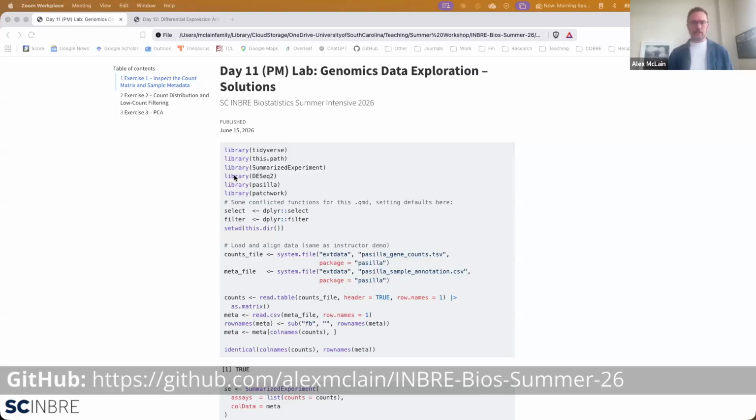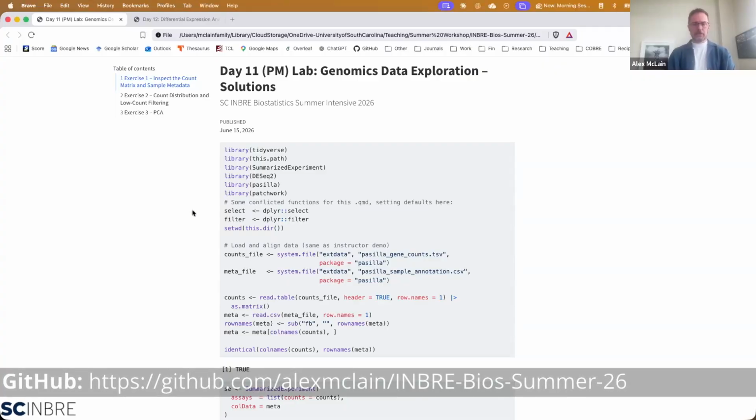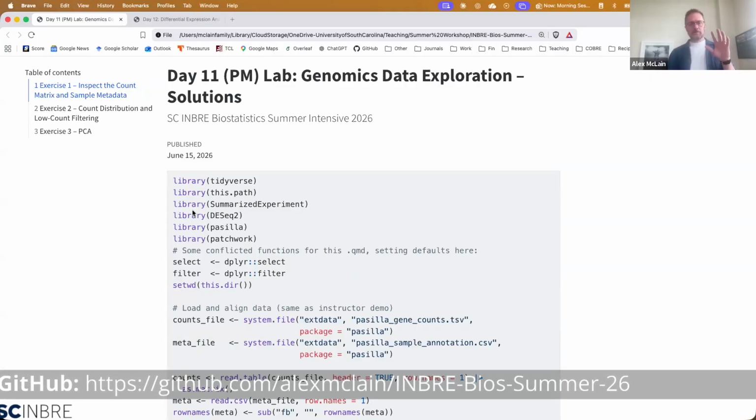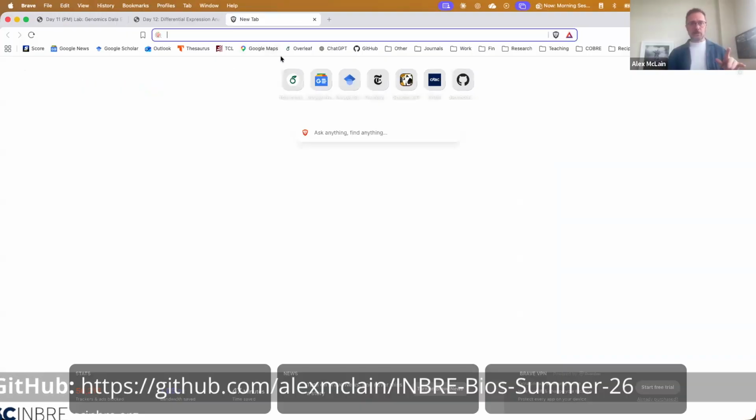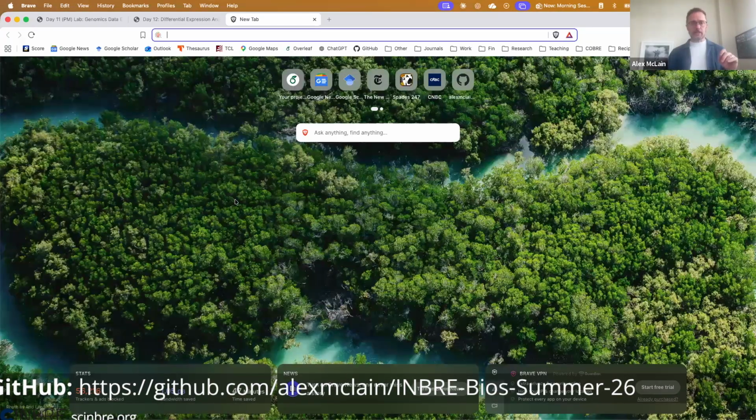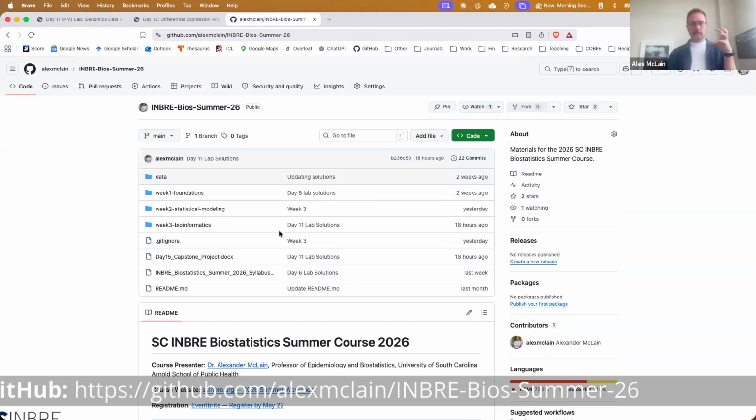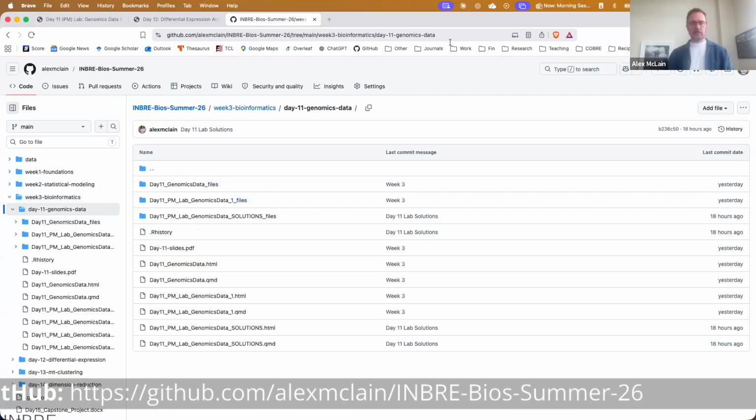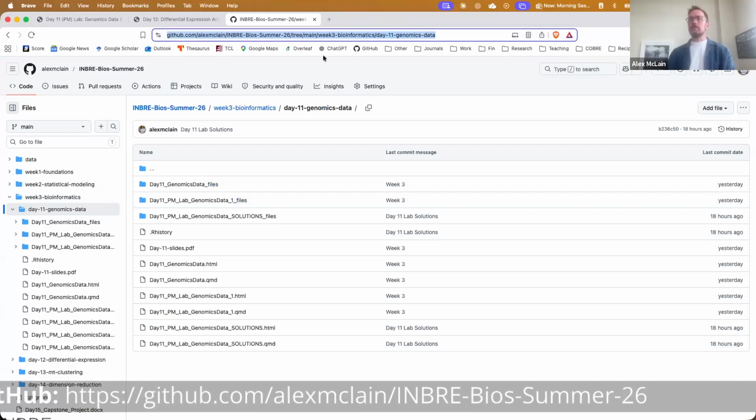The solutions are available on the GitHub site, and the best way for you to get the solutions yourself is probably to download the .qmd file and save that in your files in the week 3 day 11 folder. I'll put the link to this in the chat.